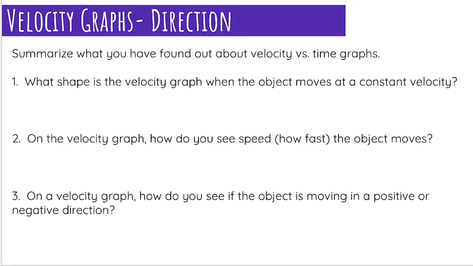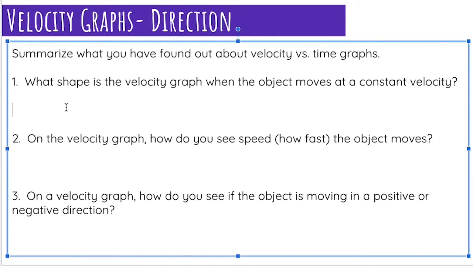Questions that's found at the bottom of velocity graphs direction. We'll go ahead and summarize what you found out about velocity versus time graphs. The shape that is the velocity time graph when the object was moving at a constant velocity, we ended up seeing that it was at a flat line on the VT graph. For VT is going to mean velocity time.